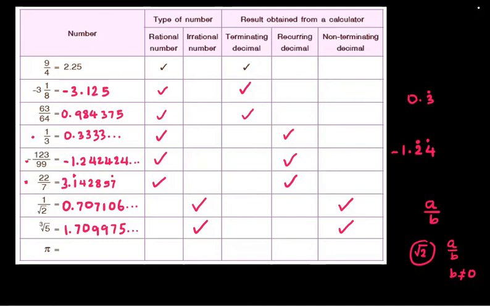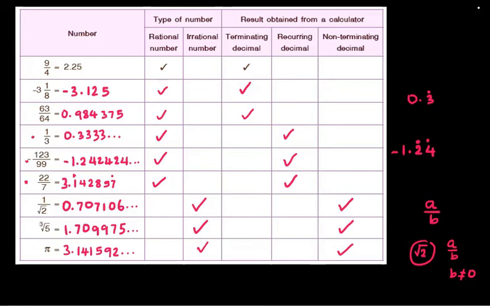Press pi. What do we get? We get 3.14159.2 and many other digits coming endlessly. Because there is no pattern of digits repeating after the decimal point, we say that this is an irrational number, and so it is a non-terminating decimal. I hope you can understand that.